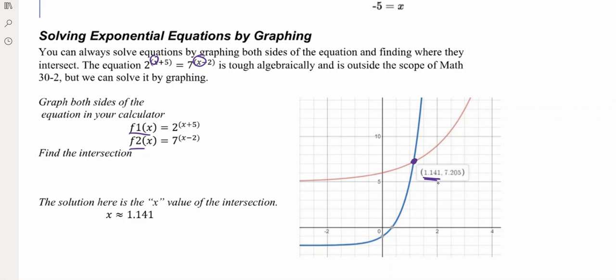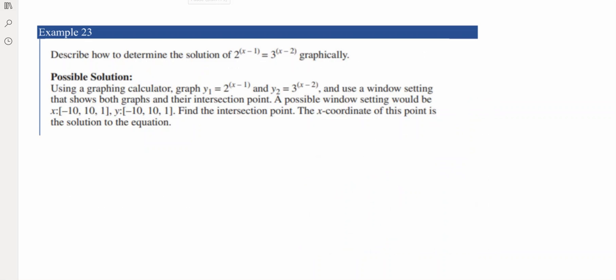Okay? So my answer would be 1.141 in that case. It would actually probably be an irrational number that would keep going forever, but you could round it to that. Okay? So here, let's do another one. We will actually graph this one.